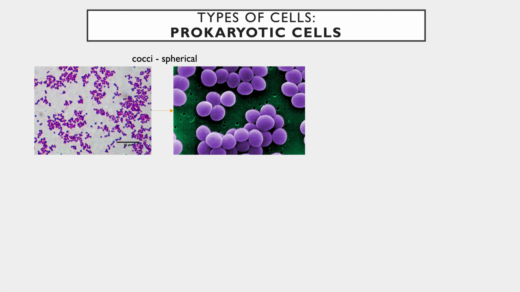There are many shapes and sizes of prokaryotic cells. Here are just a few. The first one here is a spherical bacterial shape called cocci. The first image on the left is taken using a light microscope, and the second image is using a scanning electron microscope. A staph infection is caused by a bacterium which has this type of spherical shape.